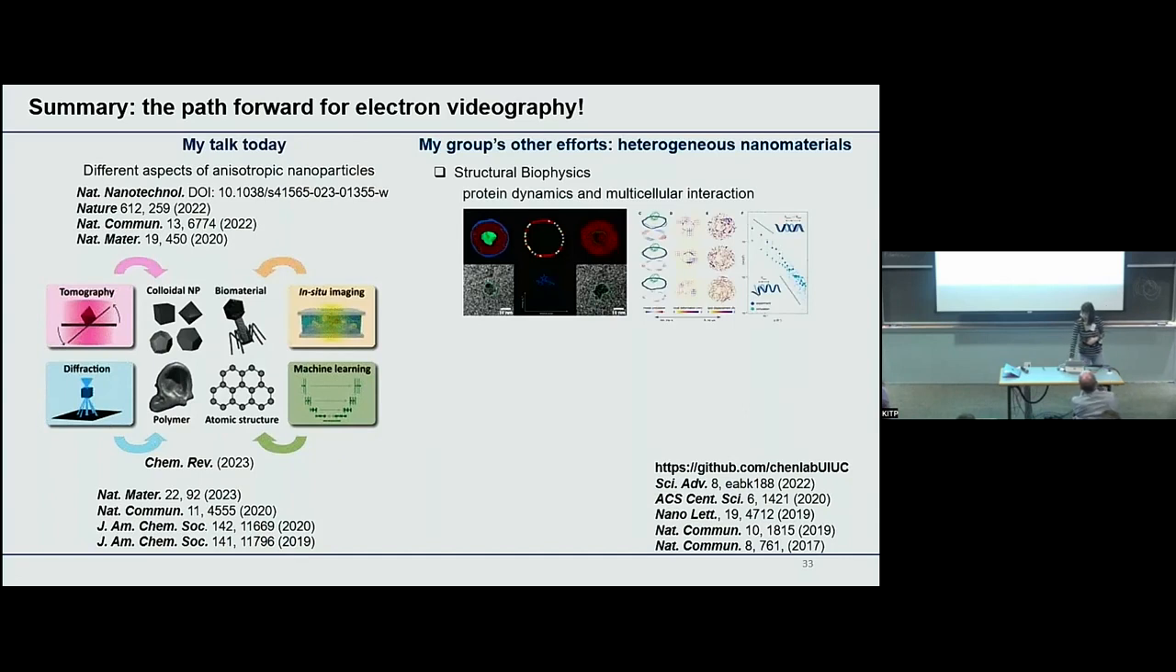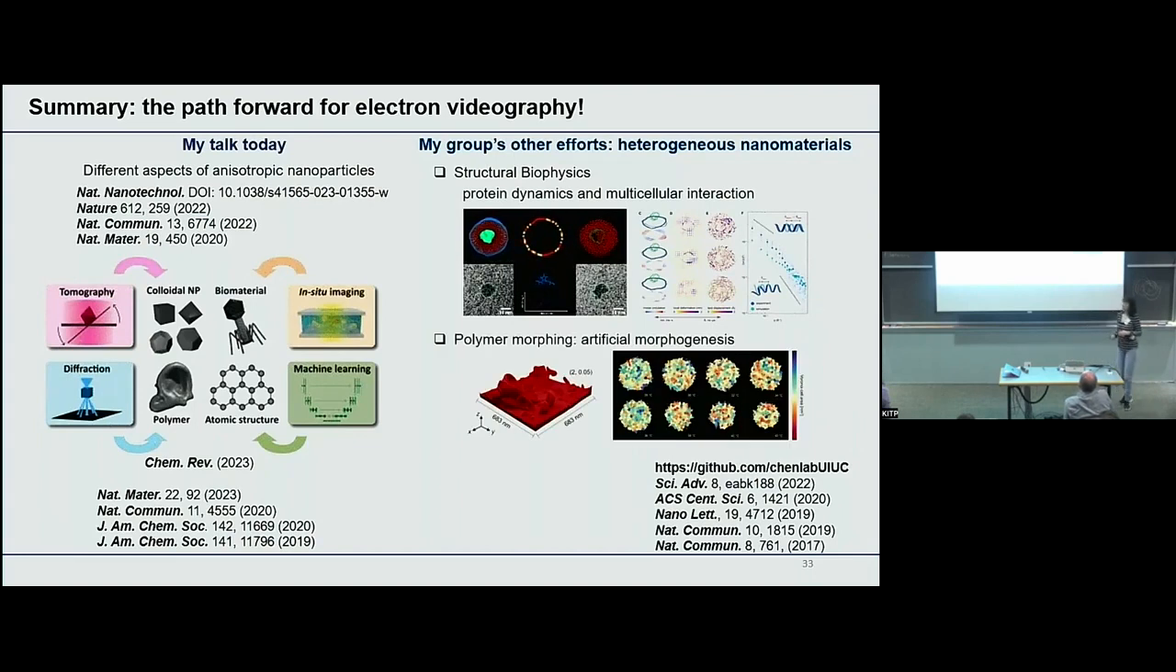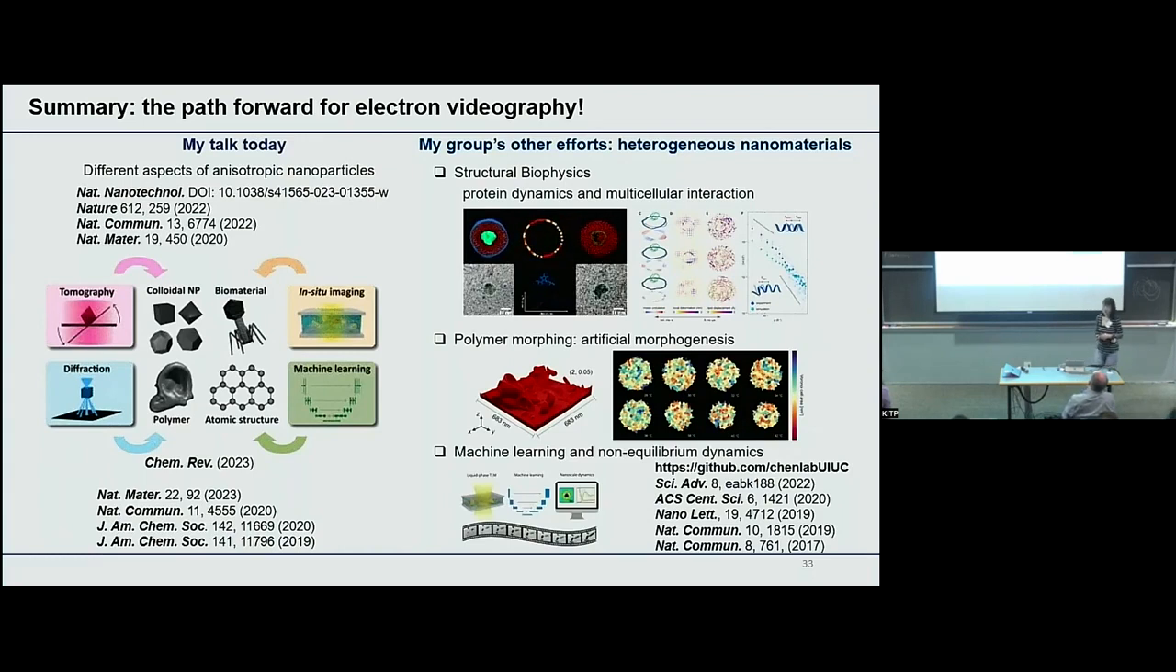I also want to mention that in the talk today, I haven't talked about how we can use biomolecular conformations to understand the mechanical properties of proteins. I also didn't talk about how we can use electron tomography to understand the morphogenesis of polymers during synthesis and also transformation. I didn't talk at all about machine learning, but that's behind every single plot I've shown you. I also didn't talk about energy storage materials. That's probably about another 30 minute talk.